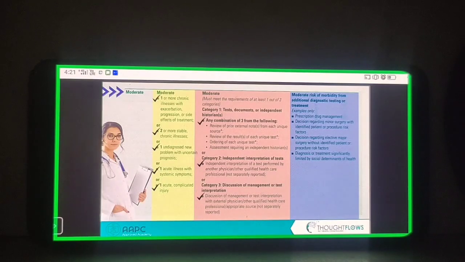IV infusion is given. IV infusion given means which point is satisfied in which level? Ma'am, drug management. Treatment, ma'am.